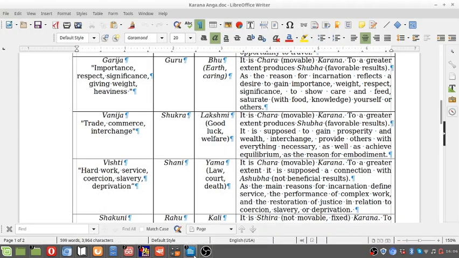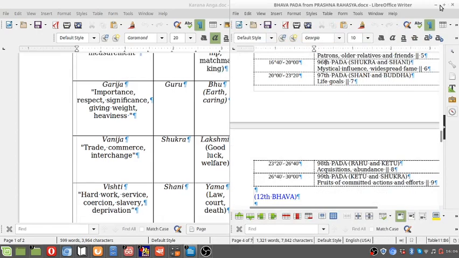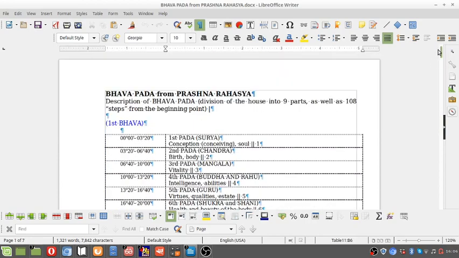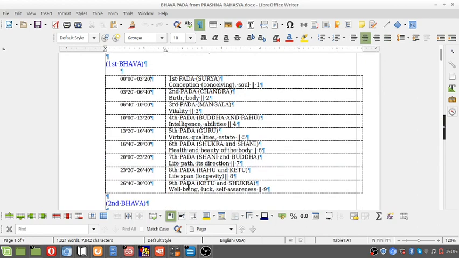There is a file I want to show you, the Bhavapadas from Prashna Rahasya. This I got from my teacher. This basically divides the bhava, which means the house, into 9 padas, into 9 sections. And each section has its specific signification.